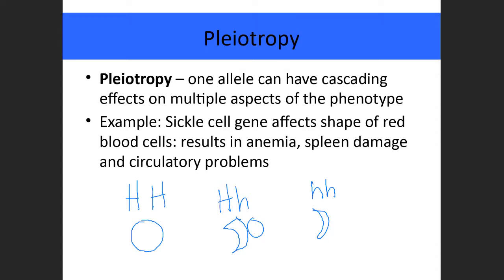If they have these kind of spiky red blood cells, first of all, they end up with anemia, which means they're not getting enough oxygen because this shaped red blood cell can't carry as much oxygen. And then it also pokes things. So you end up with damage to your spleen, circulatory problems. So there's all these cascading effects just from having that one gene with a mutation in it.